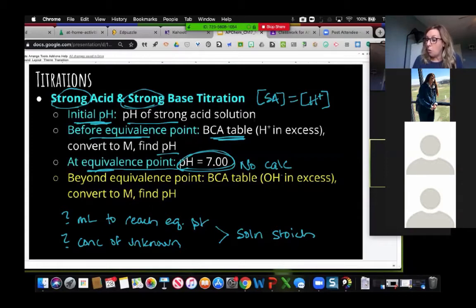If you want to know beyond the equivalence point, now the yellow ones you don't have to learn how to do. I'm just leaving these in here so that you've at least heard this before. If you take higher levels of chem, you're going to have to do this. But if it's beyond the equivalence point, you go back to that BCA table and then you find the pH. But we're going to focus just on these and then also on the stoichiometry.